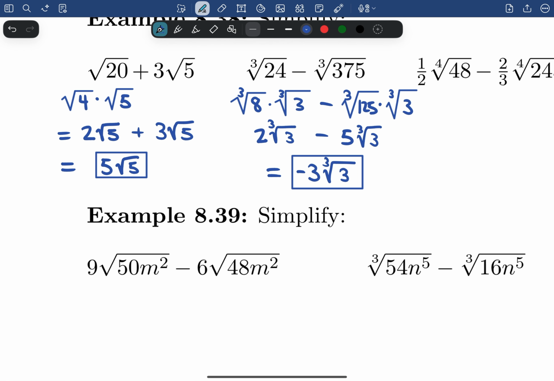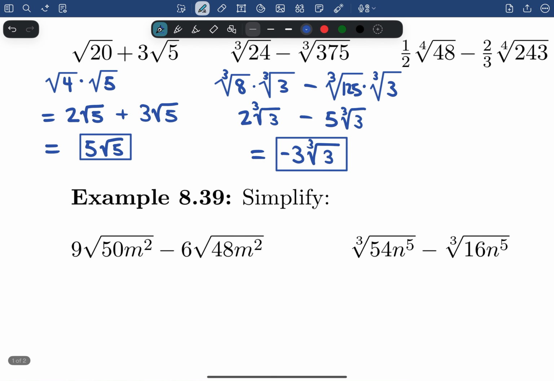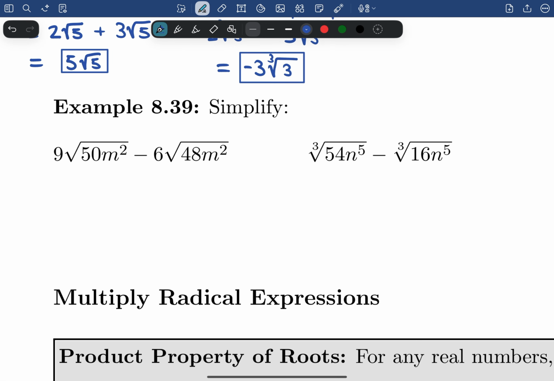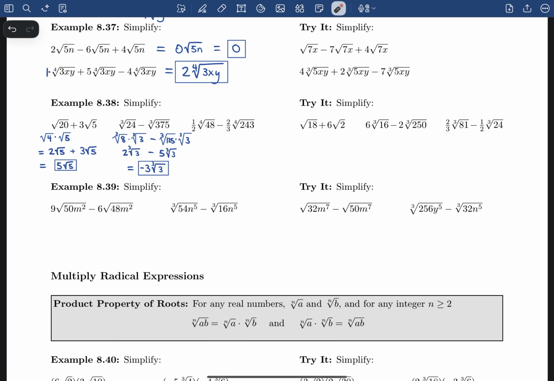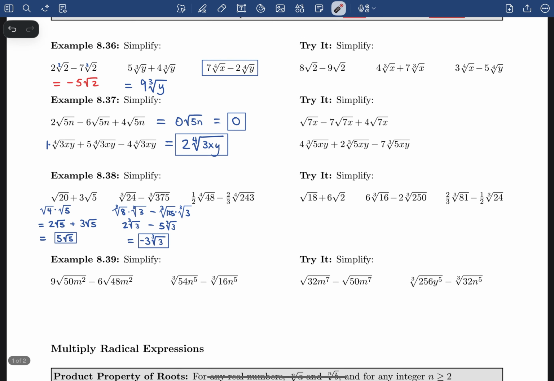Okay, well, let's take things further. So I'm going to give you two expressions in this example 8.39 that we're going to simplify. That's our goal. We're going to simplify these babies.